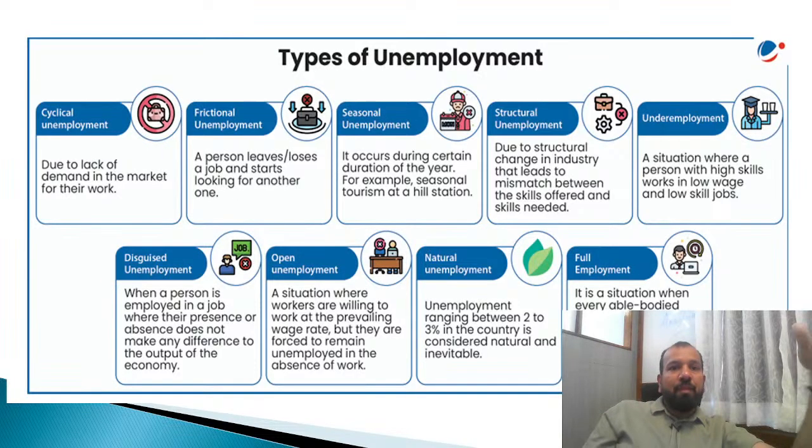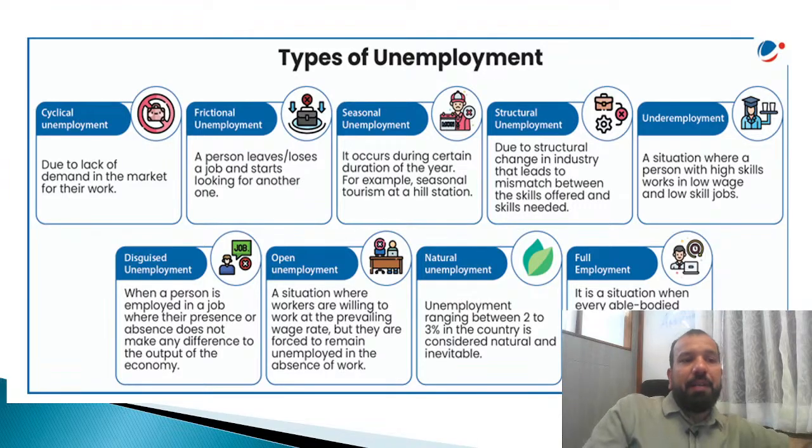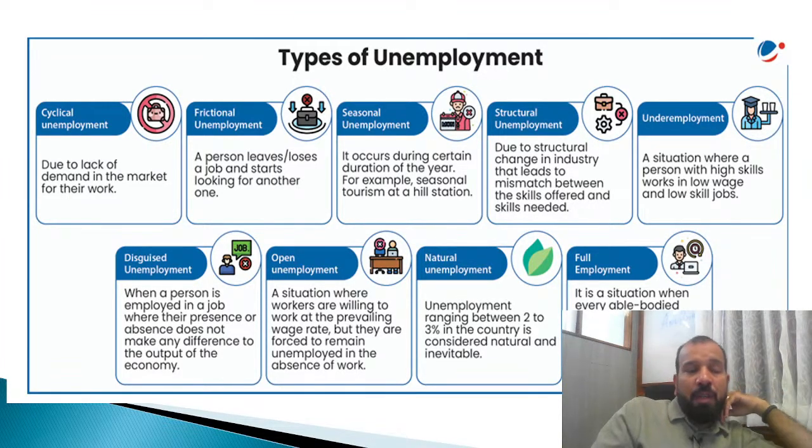Simple. So types of unemployment: cyclical unemployment, due to the lack of demand in the market for whatever work they are doing. If there is no demand for those works, that is called cyclical unemployment.